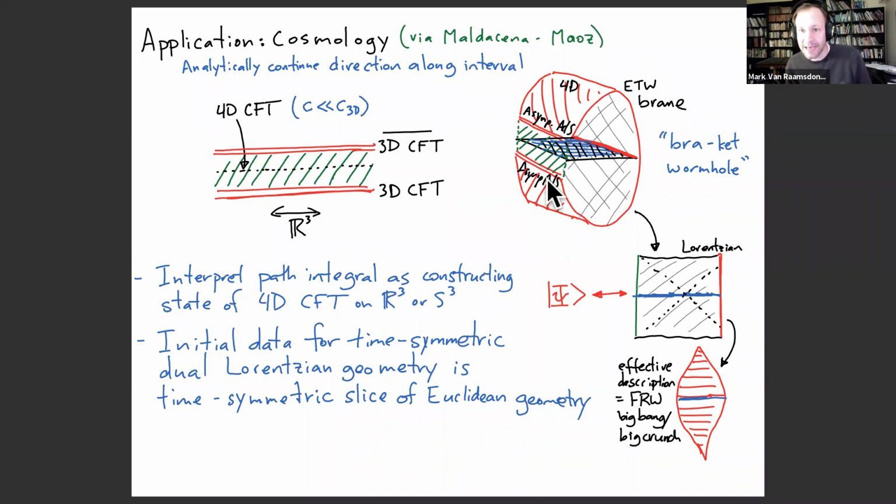And so if you do that, starting from this picture, then you get a geometry like this, which is the one that I showed in the first slide. Okay, so in this construction, if we manage to get the wormhole in the Euclidean picture, then you get this end of the world brane in the Lorentzian picture, whose geometry is the FRW Big Bang cosmology.